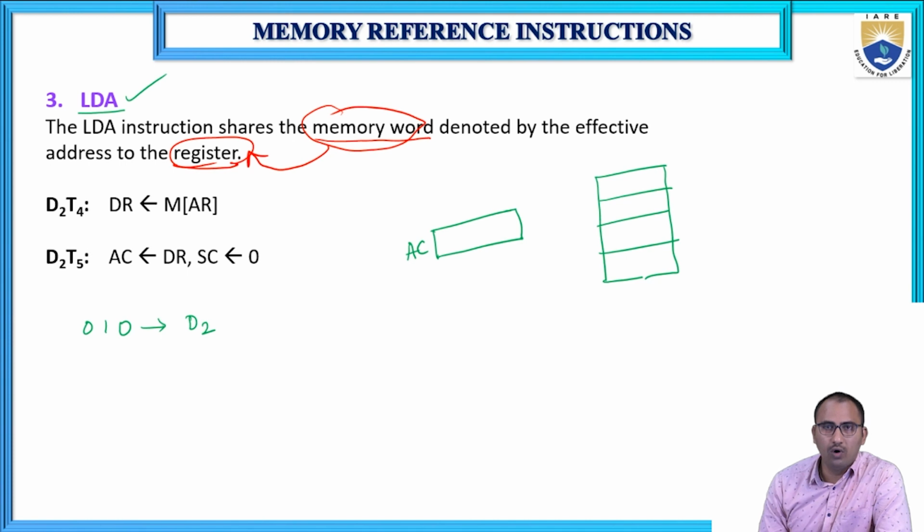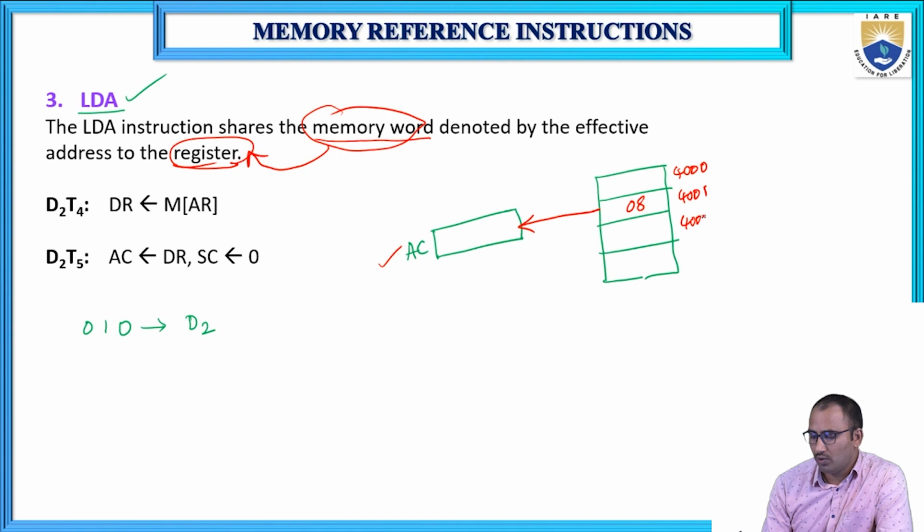Load means copying or transferring the content from the memory to the register. That is nothing but loading. So in load accumulator, we are loading the accumulator register with the contents of the memory word. Here, see, we have some value, 08. The addresses are 4000, 4001, 4002, 4003, and this is the accumulator register.